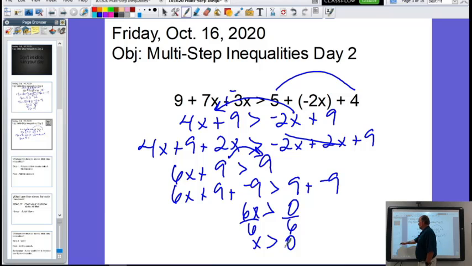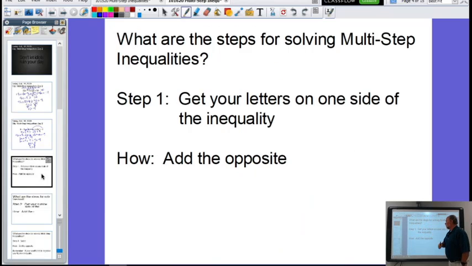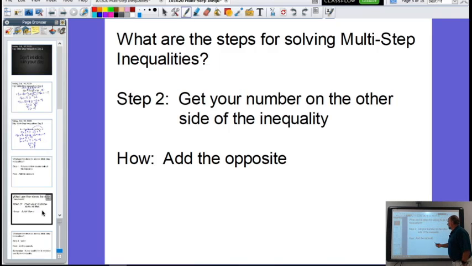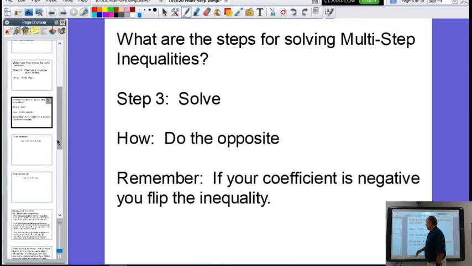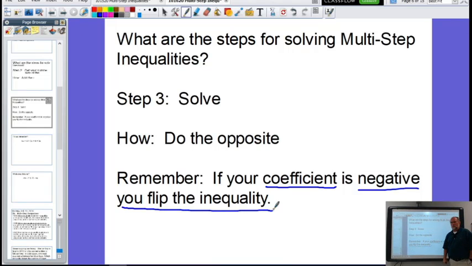So what did we do? Well, basically we did this. Step number 1, get your letters together on one side of the inequality. How do I do that? Add the opposite. Step number 2, get your numbers on the other side of the inequality and add the opposite. That's how you do it. Now there is some pre-work sometimes that we have to do before those, but that's basically what you do. And then the last step is to solve. And how do I do that? I do the opposite. But what you have to remember is that if your coefficient, the number with your letter, is negative, you must flip the inequality at the end of the problem.